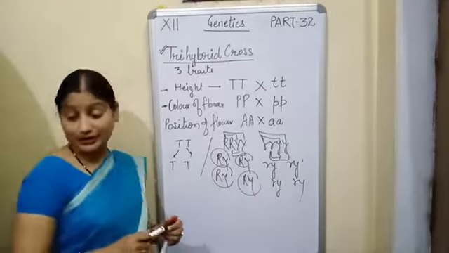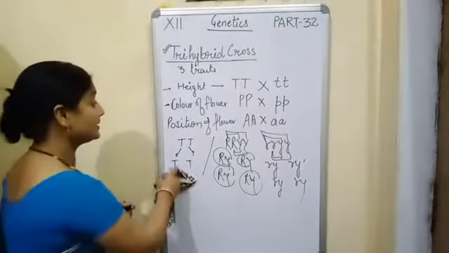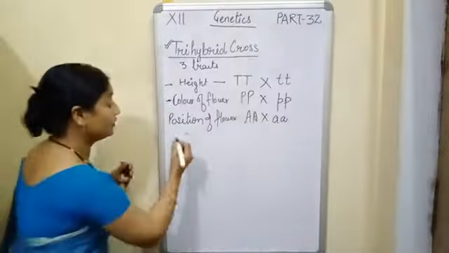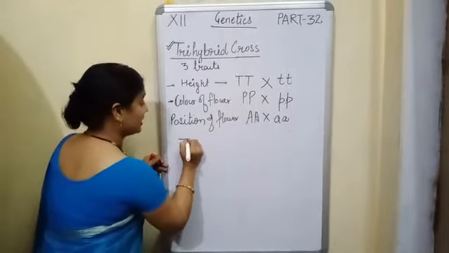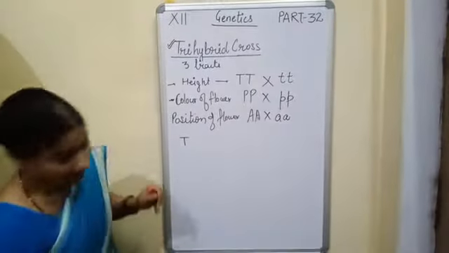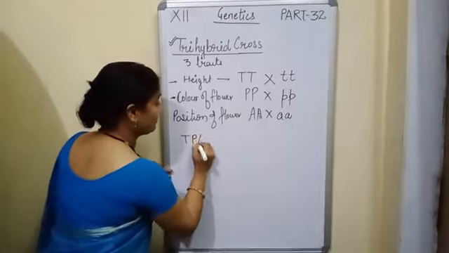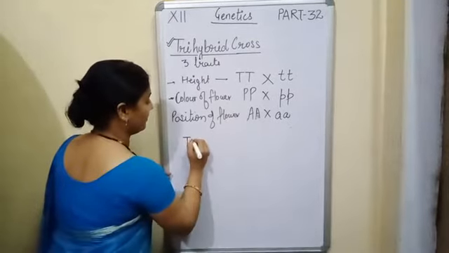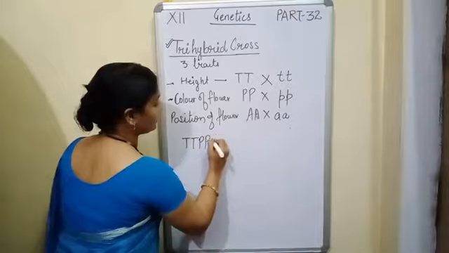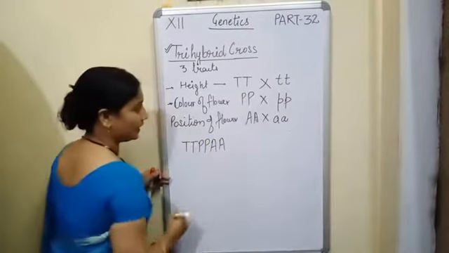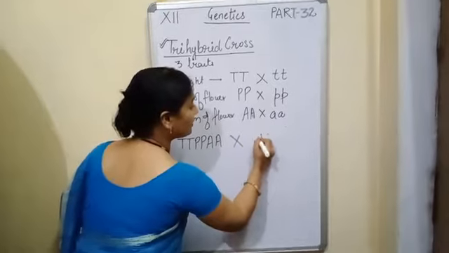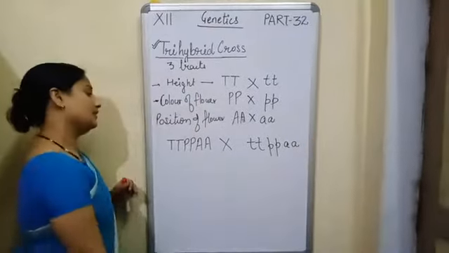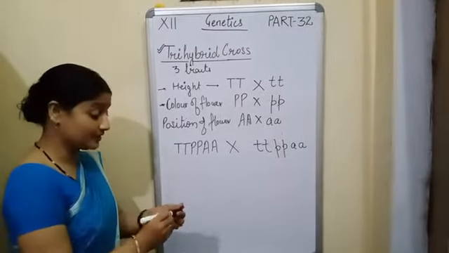How can we make the gametes for trihybrid? See, we will get 8 gametes of the trihybrid. Now you take the traits. Suppose the traits are T, P, A. Clear? Or we can write it along with the genes: TT, PP, AA will be crossed with TT, PP, AA. Now, how to make the gametes?